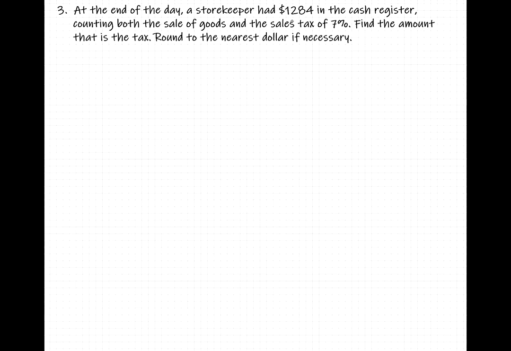Well, we know that there's a total of $1,284 that was collected. And now that $1,284, that is made up of two things: the sale of the goods and the sales tax. So part of this, probably most of this, is coming from sales. And then part of it is also coming from the tax. And we don't know how much was sales. We don't know how much was tax, but we do know that the tax is 7% of the sales.